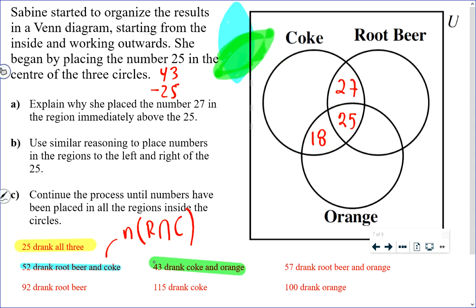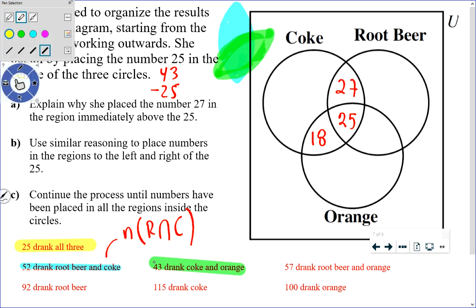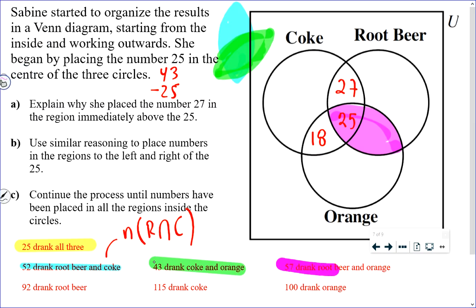If I look at, I hate to assault your visual senses with this horrible magenta, but if we look at this region, that is orange and root beer, and you're told 57 drank orange and root beer. So I need to put a number in that other little part of the wedge of the magenta color that adds to 25 to give 57. And I believe it's 32.